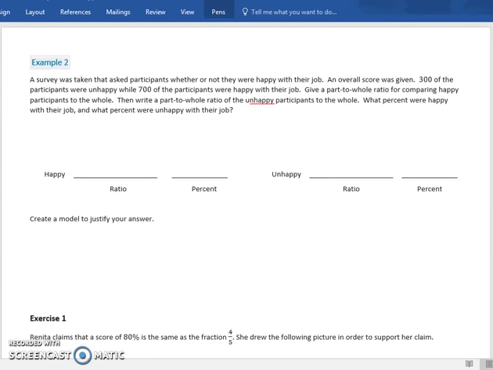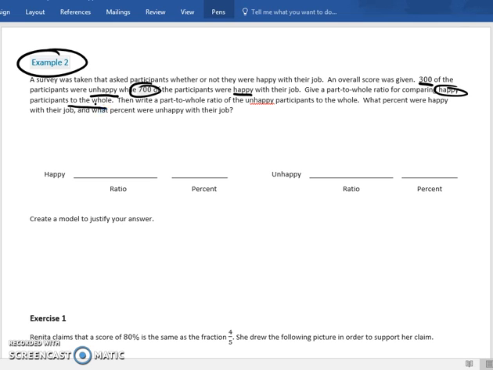Okay, so we want to look at example number 2. We got a survey. We're asking participants whether or not they are happy with their job. For the record, Mr. Susevich is very happy with his job. Anyway, the overall score was given. They said 300 of the participants were unhappy, while 700 of the participants were happy. Give a part to whole ratio for comparing happy participants to the whole.